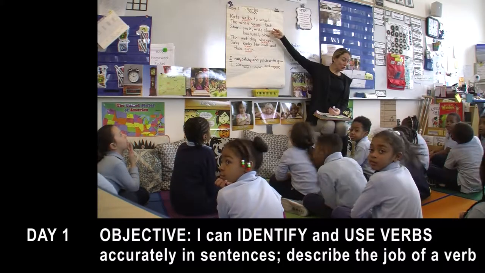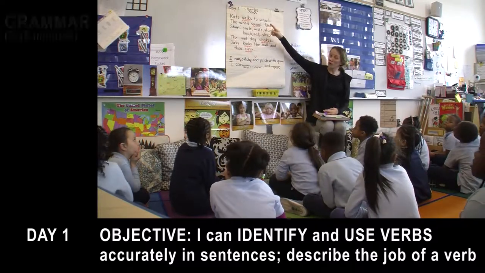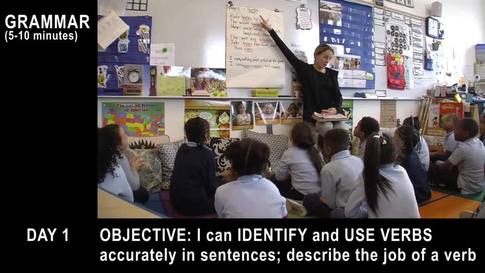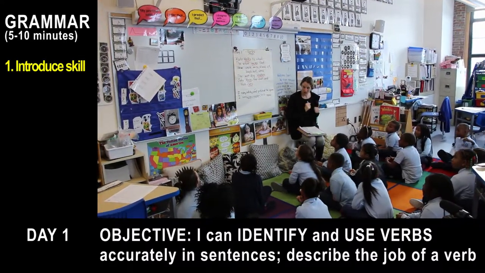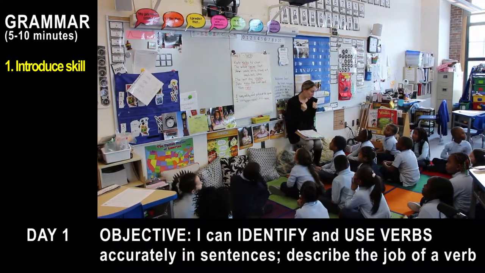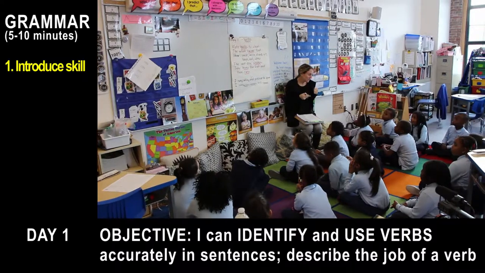Okay, so we are going to continue what we were working on last week. And we were talking, Elijah, about a special type of word. We were talking about verbs. What kind of words were we talking about? Verbs. And remember, verbs are action words.